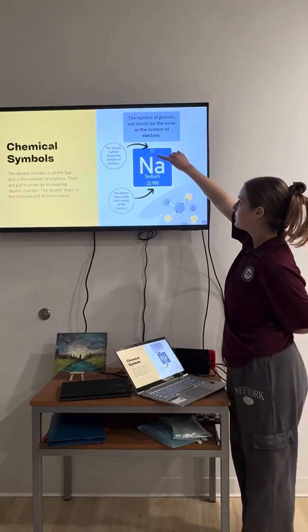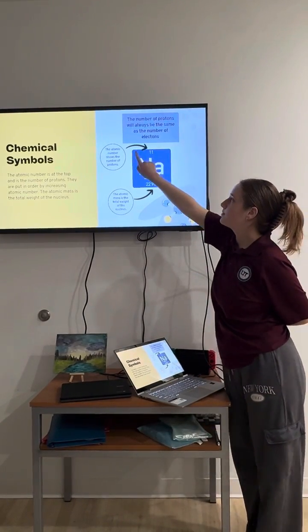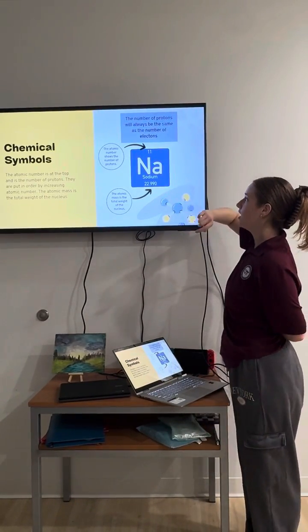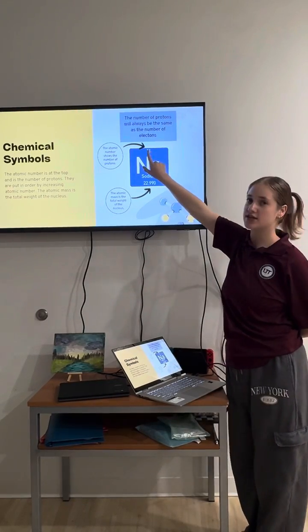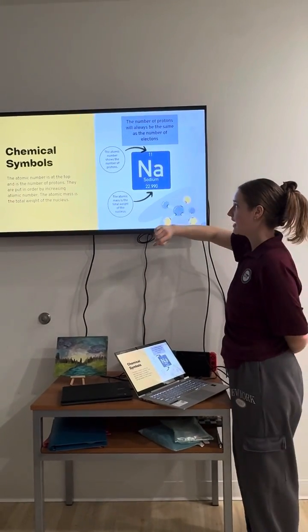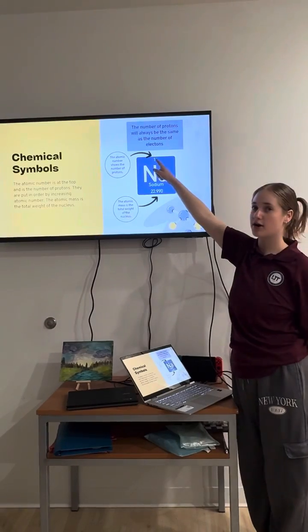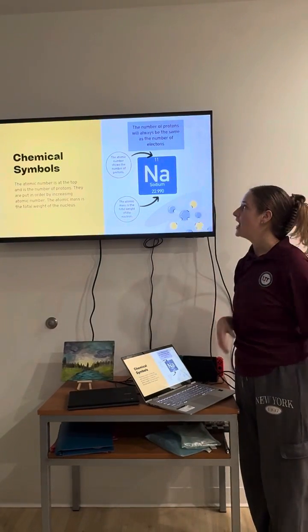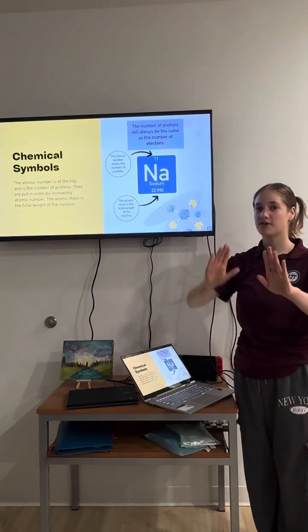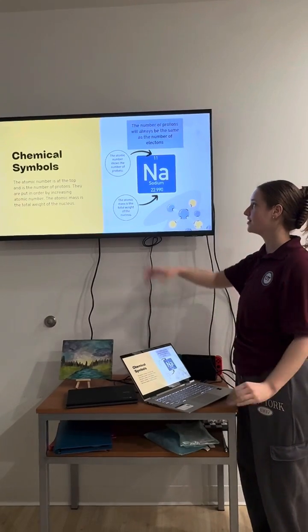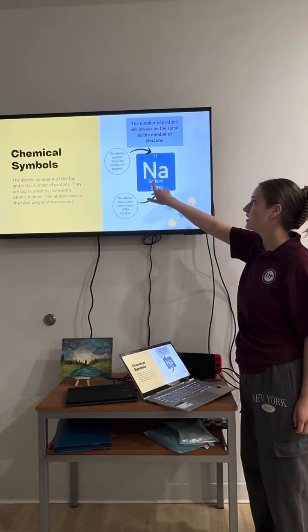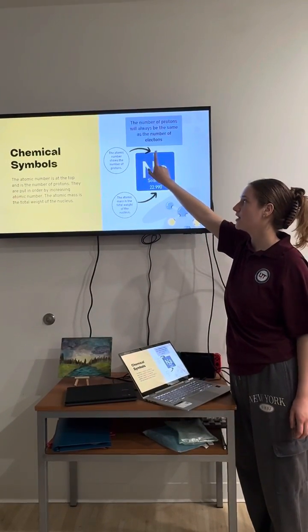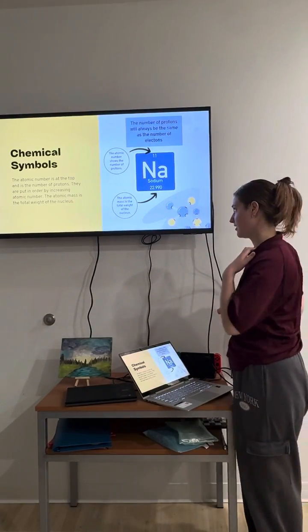On top here, usually on the top or in the corner somewhere, is always going to be what is called the atomic number. And that is going to show the number of protons. And the number of protons is always going to equal the number of electrons. So sodium has 11 protons and 11 electrons.